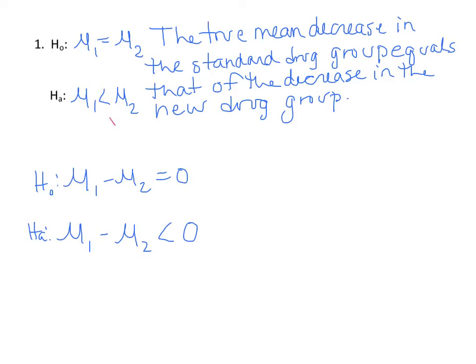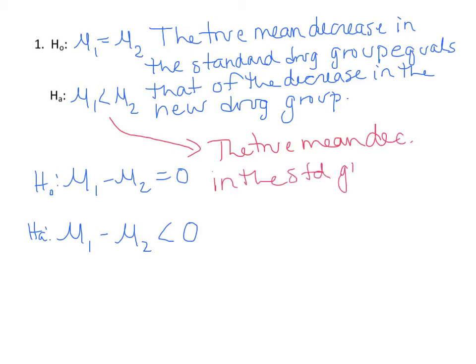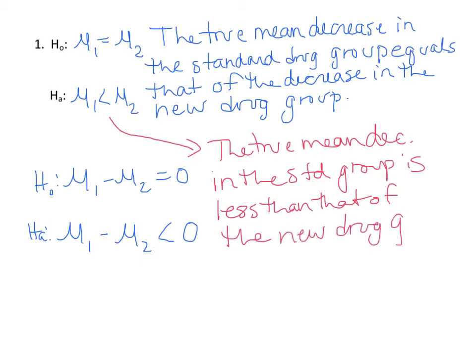So, making sure to not forget about the alternative, I'll write it down here. The true mean decrease in the standard group is less than that of the new drug group. I'll put an exclamation mark because that's a lot of words. All right, so we have our null and alternative defined. Let's go look at the conditions.